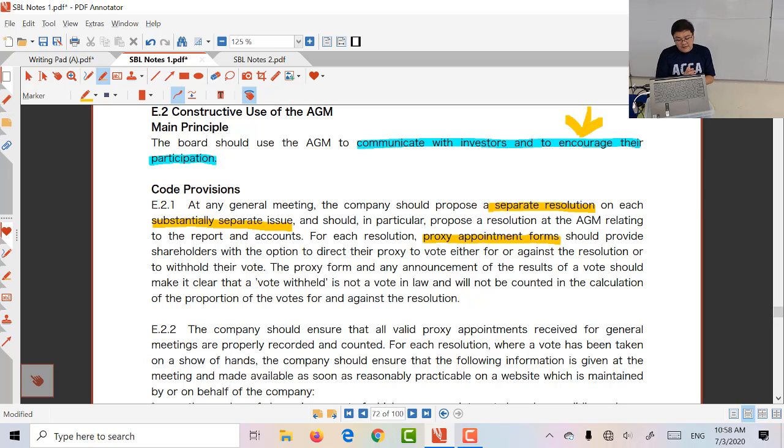Now, in the proxy, alright, shareholders usually have the option to direct their proxy to vote against or vote for a resolution or even to withhold the vote. What is withholding? Abstaining. Meaning you choose not to vote. Now, this is very important. I read on, it says that you have to make it very clear that a vote withheld is not a vote in law and will not be counted.